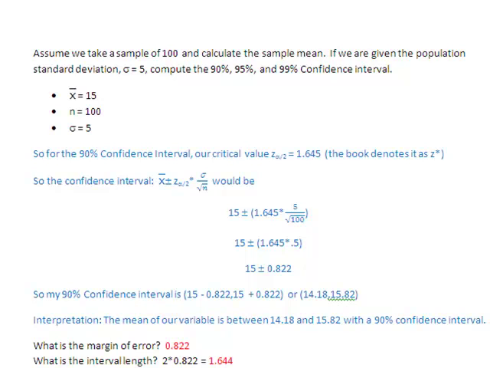Now let's look at a 95% confidence interval. Well, first of all, let's talk about the margin of error. The margin of error here is just our critical value times the standard error, which we calculated as 0.822. And the interval length is just twice that, because the margin of error is the half width of our confidence interval. So the whole interval length is 1.644. Another way you could find that is to subtract the two endpoints of the interval and you get the same thing. So we're going to look at the 95 and the 99% confidence intervals.